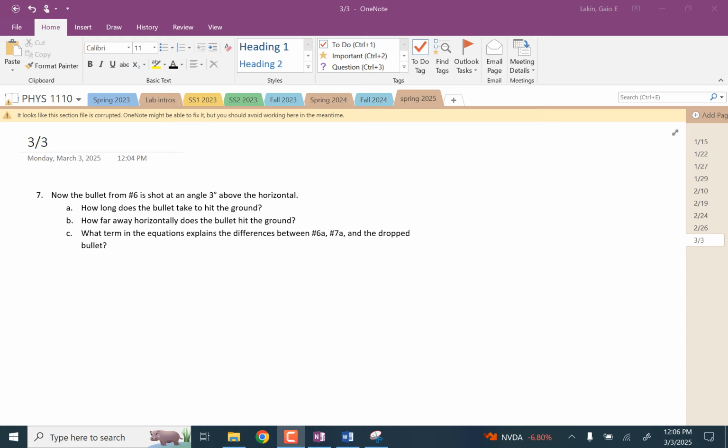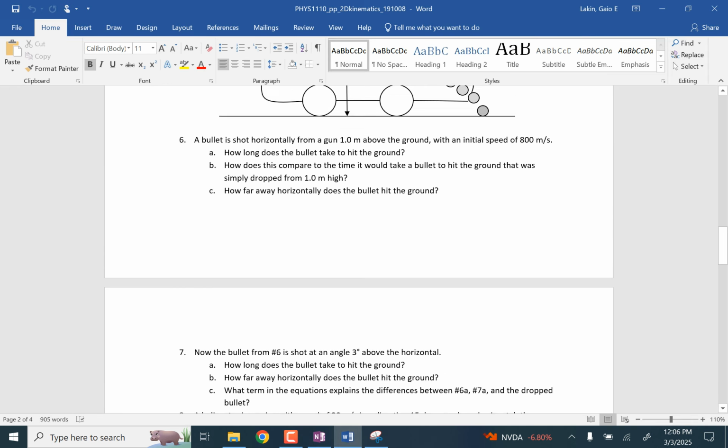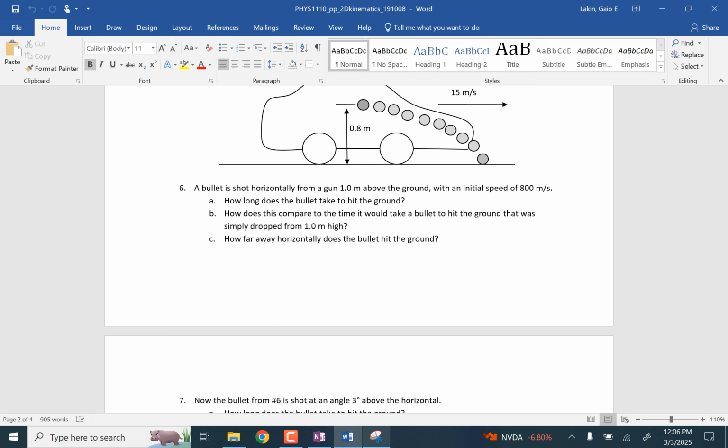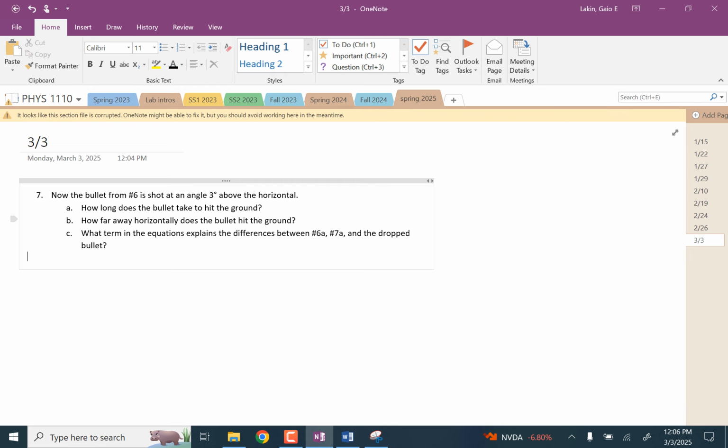Number 7 is sort of like a companion to 1. This is pretty similar to the bullet dropped and fired example that I did at the end of class last time. So this bullet is fired with a speed of 800 meters per second. Let me see what the height is. 1 meter. Fired from 1 meter above the ground, 800 meters per second, and the angle is 3 degrees above horizontal.